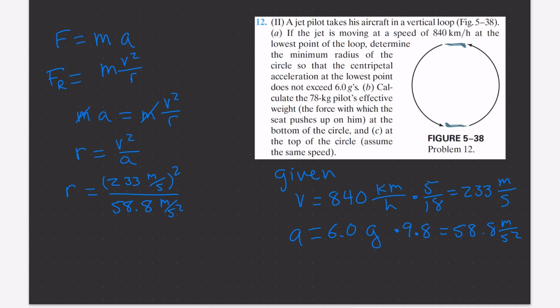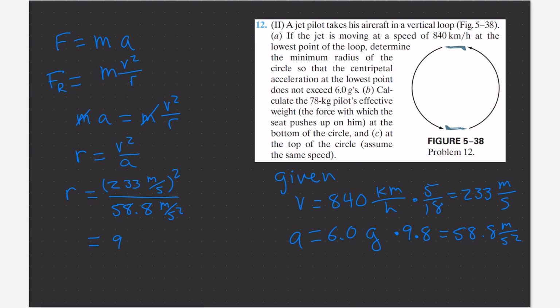All right. So really quickly, let's do this in the calculator. That 233 squared divided by 58.8 should give me something very close to 925.9, and that's going to be meters. So we're going to assume that this is our answer to A. This is going to be the radius that would be required in order to maintain uniform circular motion given these other values. Fantastic. Now let's look at what B is asking.